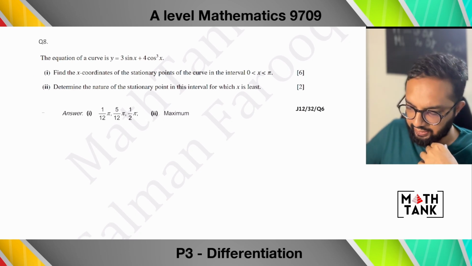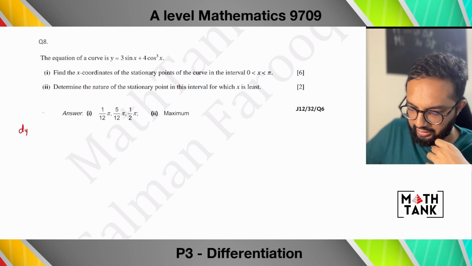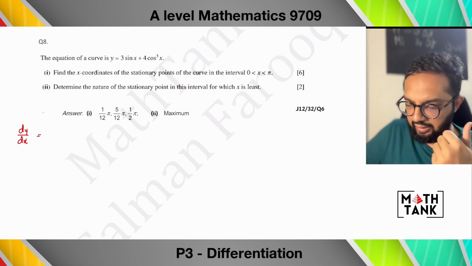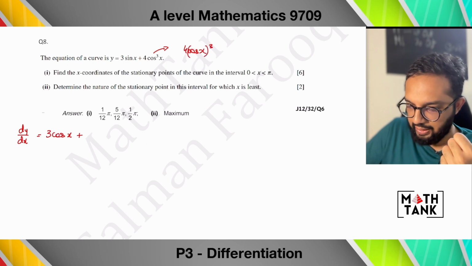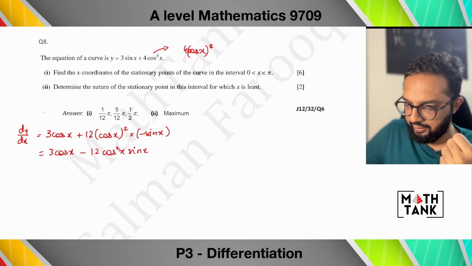Find the x coordinates of the stationary points. Again, I am asked to find the coordinates of the stationary points, so I am going to start off with dy by dx. I think the first one looks relatively simple. 3 sine x will simply become 3 cos x. For differentiating this, I will first consider this as power outside the bracket. I will differentiate the power, put a power outside, and then differentiate what is inside the bracket. So 3 cos x minus 12 cos square x sin x.